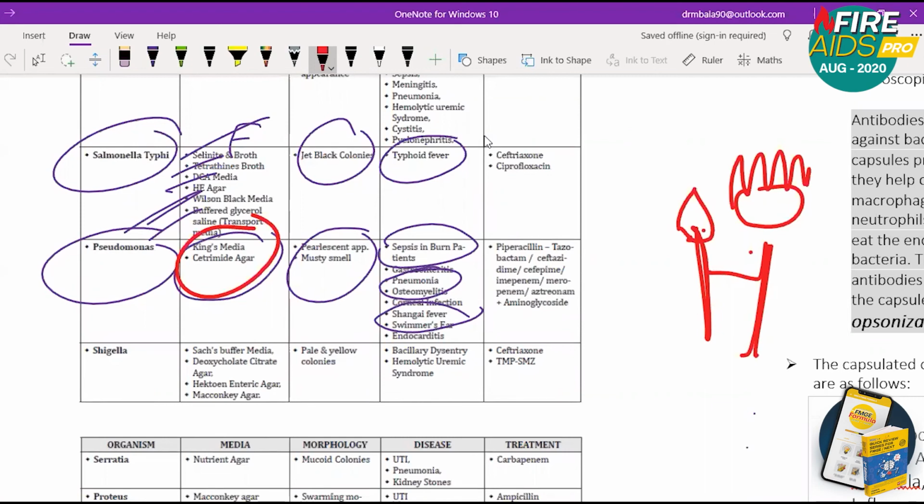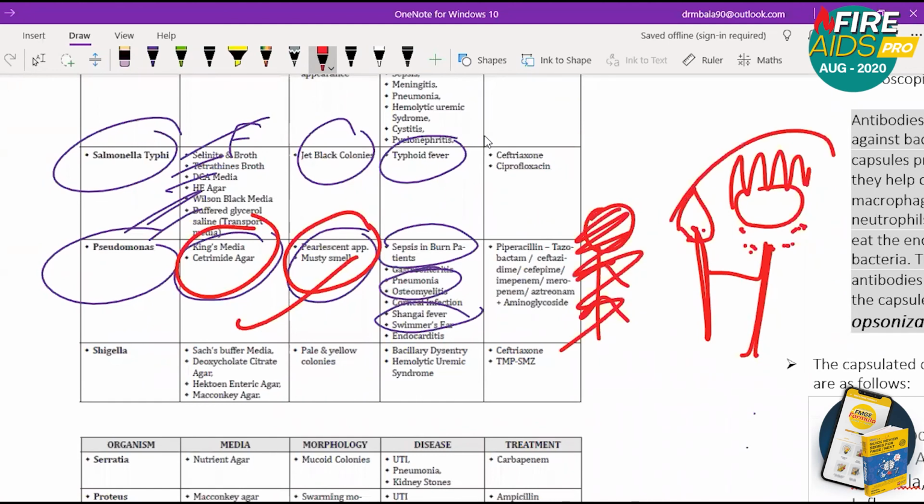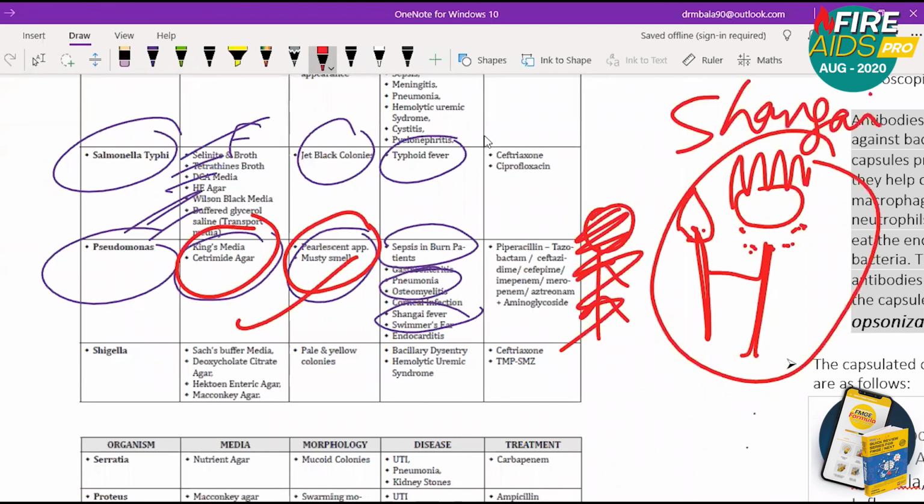The king is wearing pearls. So pearlescent appearance. The odor he is getting is a musty odor. So musty smell. Pearlescent appearance, musty smell. So these points you must remember. What happens? He sees a person who is getting burnt in front of him. Someone is using petrol on him and he is getting burnt in front of this king. This is the king of Shanghai. So Shanghai fever. So this king sees a patient who is burning.